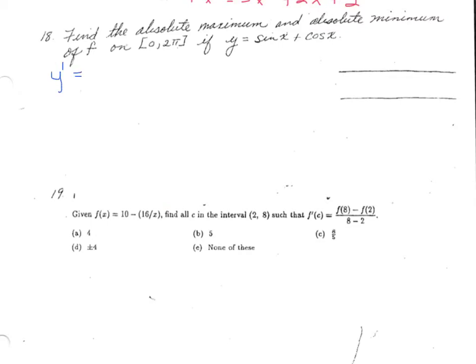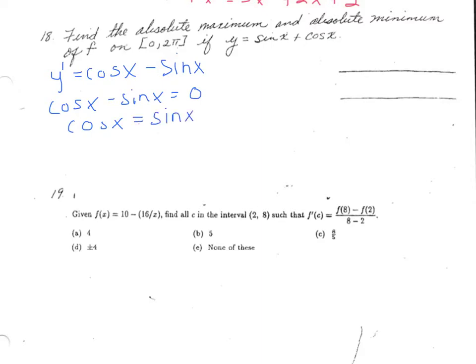And the derivative of sine x is cosine x. And then the derivative of cosine x is negative sine x. And so then we want to set that equal to 0. And so cosine x will equal sine x. And if you divide by cosine x, we have 1 equals sine x over cosine x, which is the same as the tangent of x.